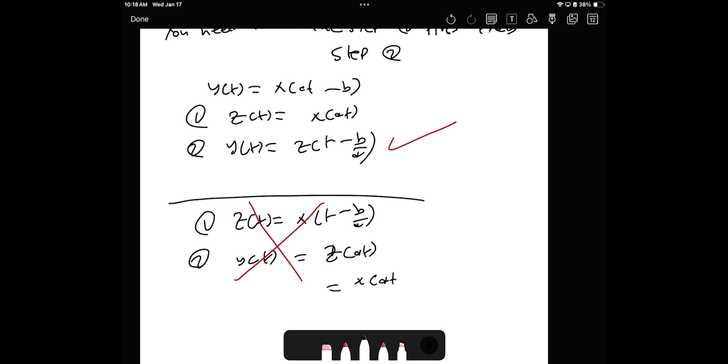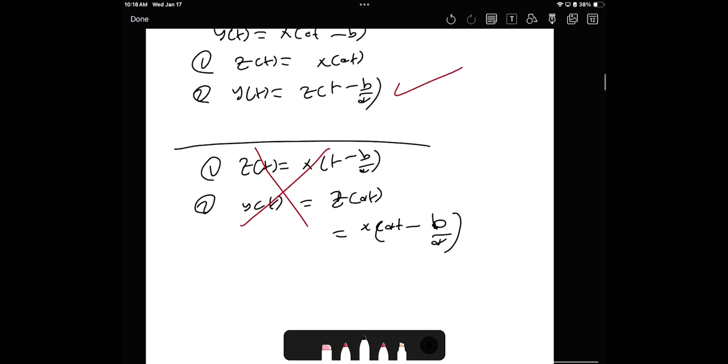b over a. And that's not what we want, because our target is to get x of a then t minus b, which is equal to x of at minus b.